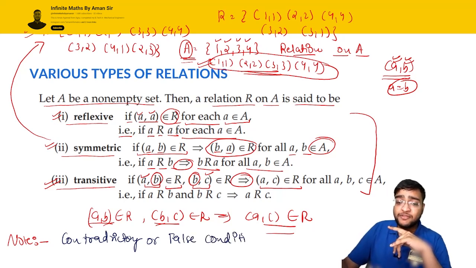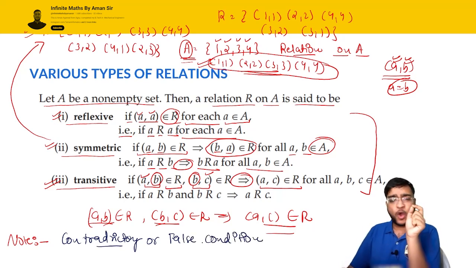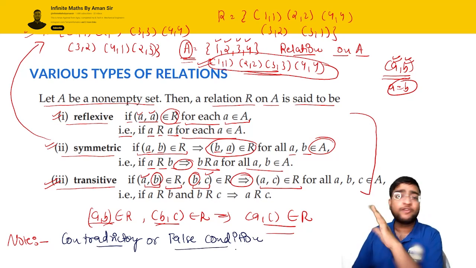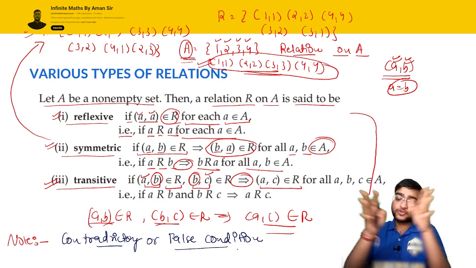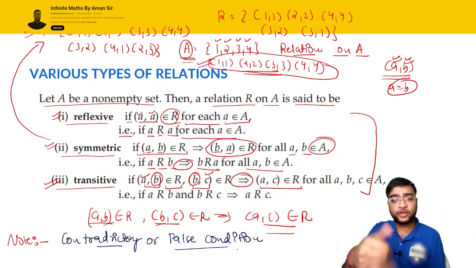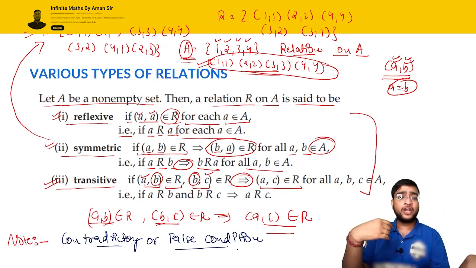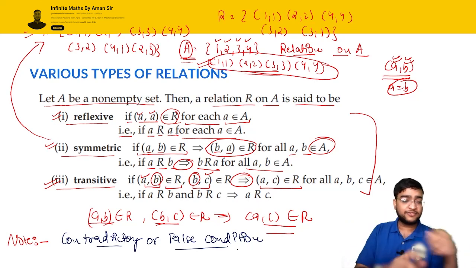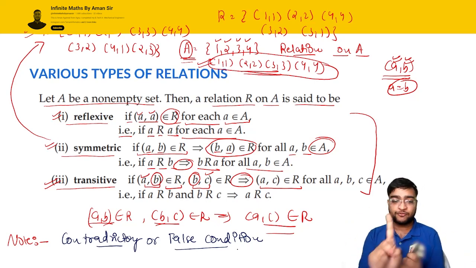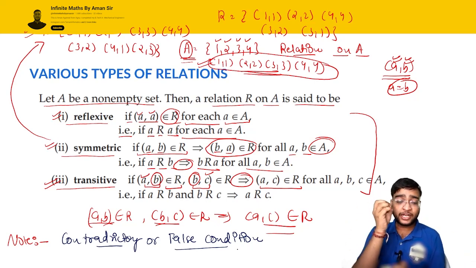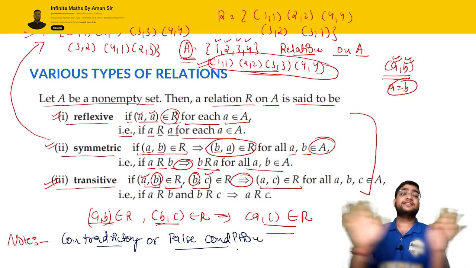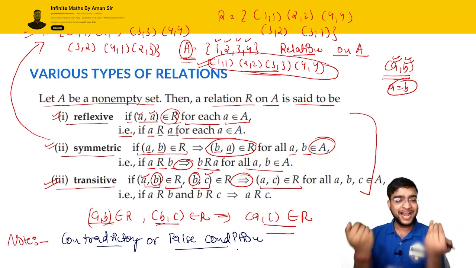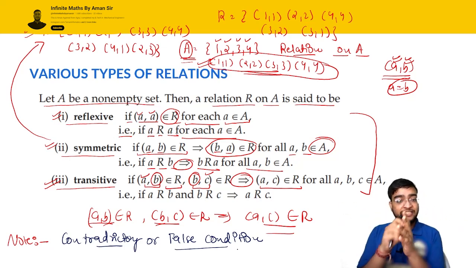You must find only one contradictory or false condition. If you are able to find even one false condition, then this whole relation is not reflexive, not symmetric, or not transitive. So that's how things work here. You just find one false condition. If you cannot find a false condition, then this is a reflexive relation, symmetric relation, and transitive relation. So this is all about the definition, the theory part for our types of relation.